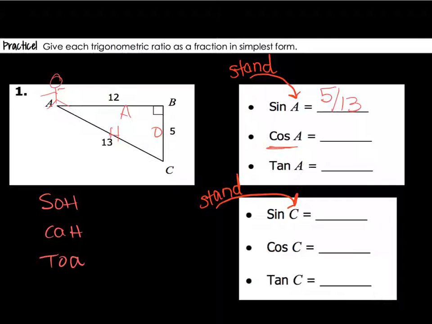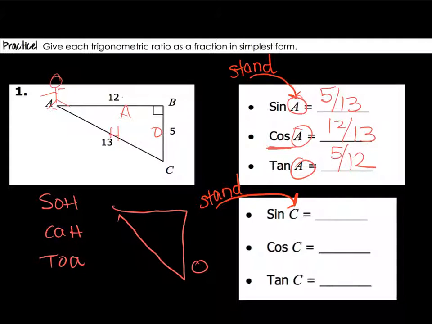So now I am cosine of A. So what I need to do is adjacent over hypotenuse. So that's 12 over 13. I did not need to change my stick person because I'm still standing at angle A. Tangent of A, tangent is O over A. So that is 5 over 12. Now you need to do sine of C. So you can copy the triangle over and stand at C and give me the ratios.